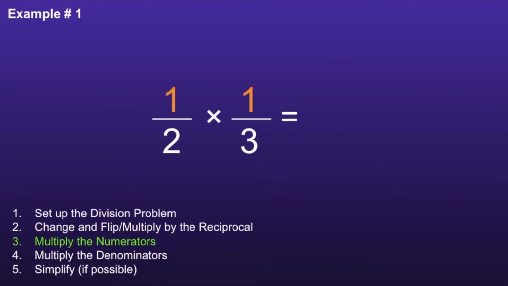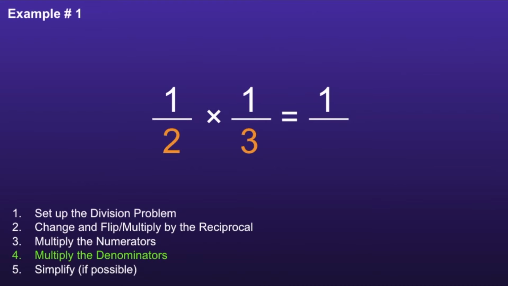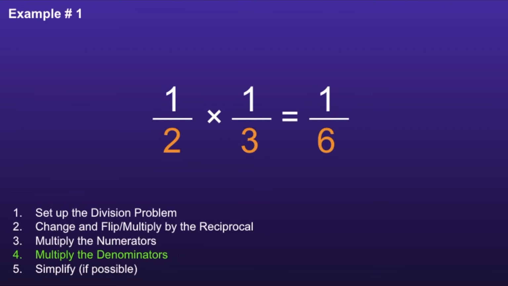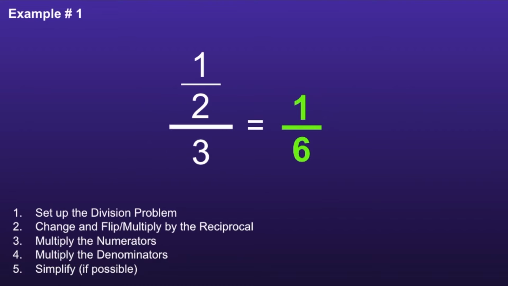Moving on to step number 3, multiply the numerators. 1 times 1 is equal to 1. Step 4, multiply the denominators. 2 times 3 is equal to 6. And finally, step number 5, simplify if possible. Since we cannot simplify the fraction 1 over 6, we are done. So 1/2 divided by 3 is equal to 1/6.